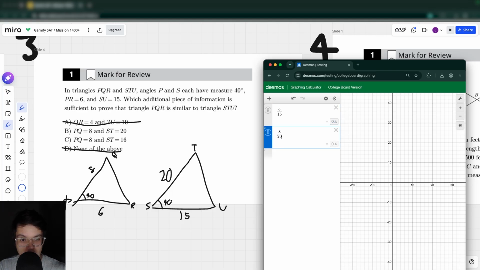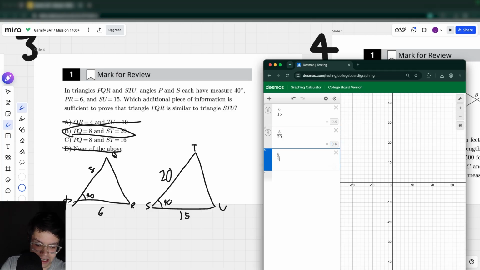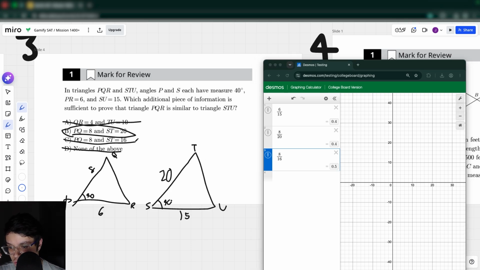So 8 divided by 20, yes, it would be 0.4, so therefore B must be the right answer. If we were to go ahead and try C real quick, 8 divided by 16 would end up being 0.5, not 0.4, so this would not follow similarity rules.